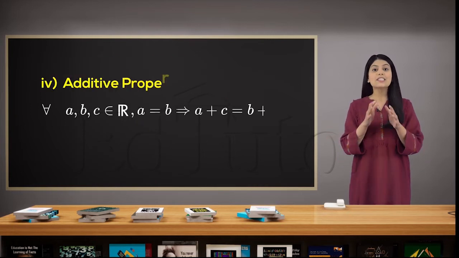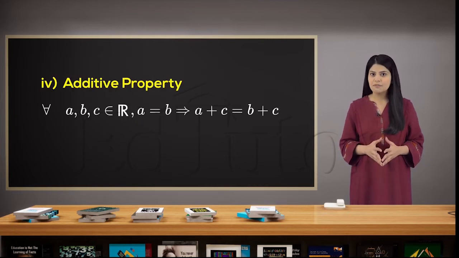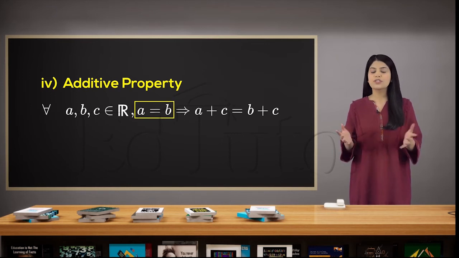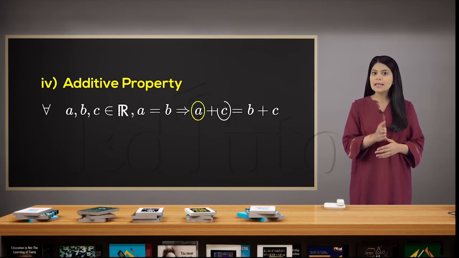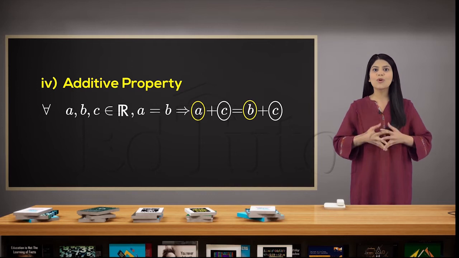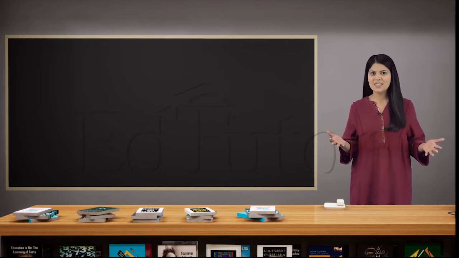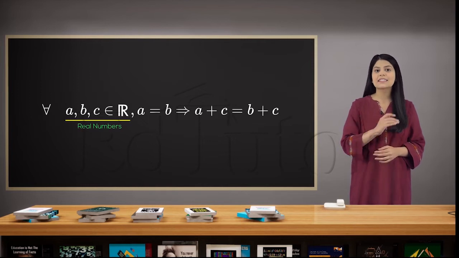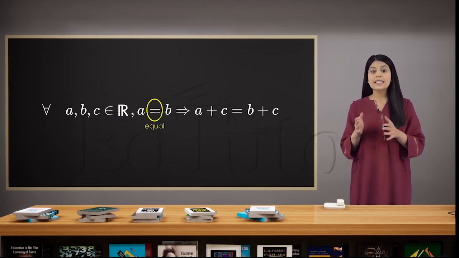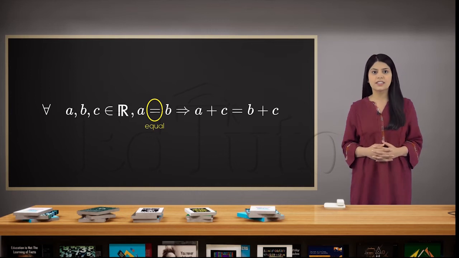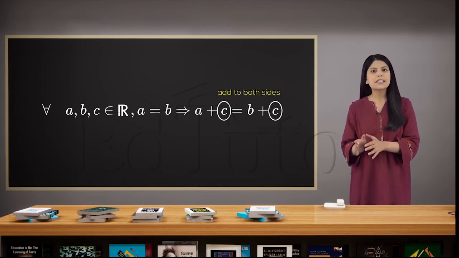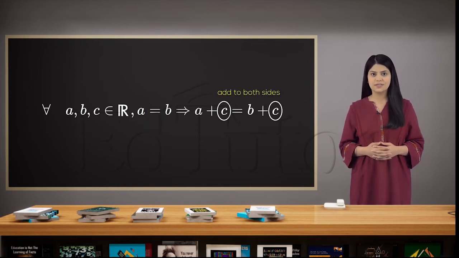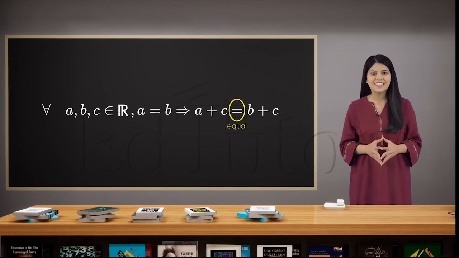Next up, let's look at the additive property, which says that if two expressions are equal, adding the same number to both will maintain equality. Sounds confusing. Assume three real numbers A, B and C, and let's say that A is equal to B initially. Now, if you add C on both sides of this equation, it will still be equal to each other.